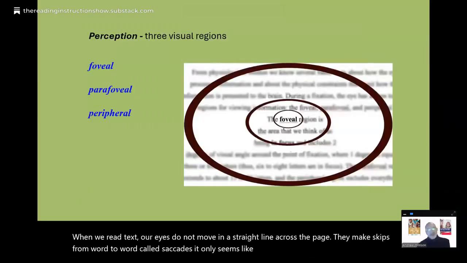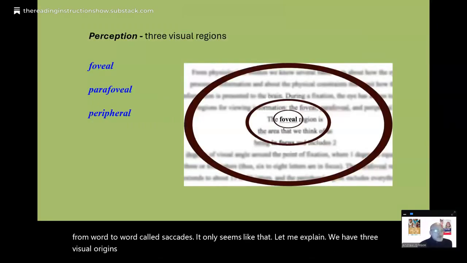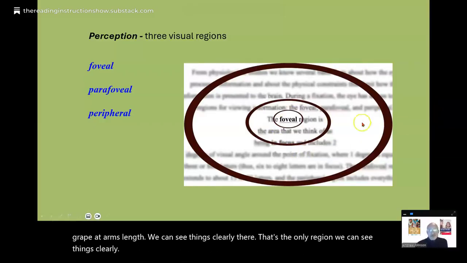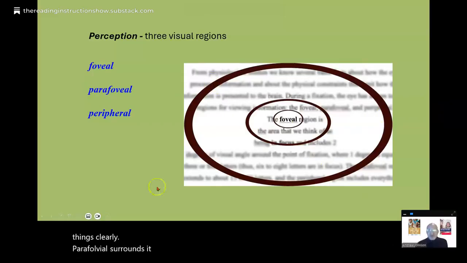Let me explain. We have three visual regions: the foveal, the parafoveal, and the peripheral. The foveal is about the size of a grape at arm's length. We can see things clearly there. That's the only region we can see things clearly. Parafoveal surrounds it, and then the peripheral, everything is all fuzzy there.